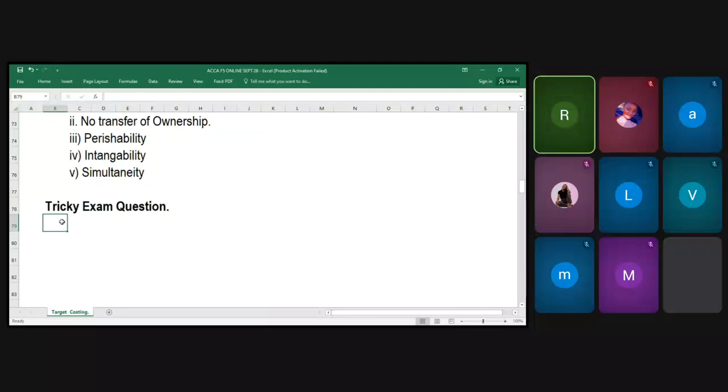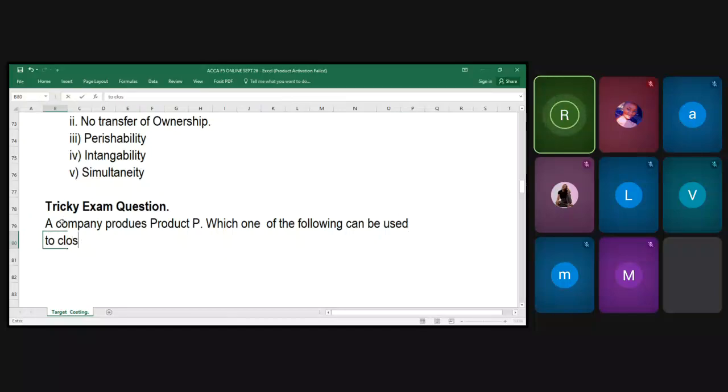A company produces product P. Which one of the following can be used to close the cost gap?